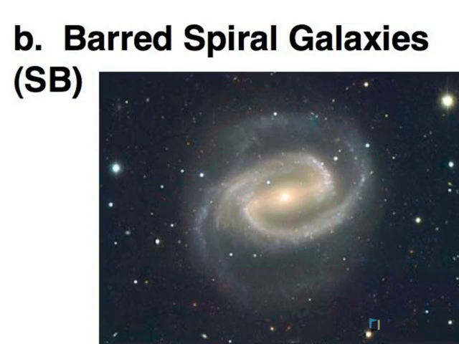Barred spiral galaxies. By now you should know about spiral galaxies, and this is Edwin Hubble's other galaxy category, barred spiral, which is designated with the letters SB.